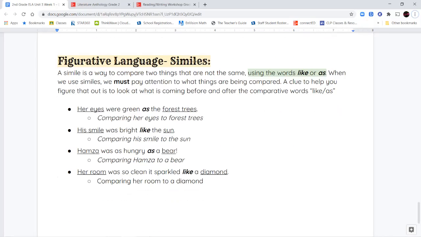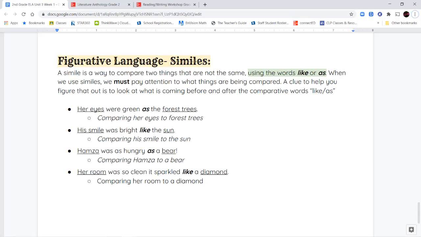Another thing you're going to come across while going through your practice book for this week is figurative language, and we're going to be talking about similes. So similes are a way that we can compare two things, but the trick to similes is they always have the word like or as when we're comparing those two things. You have to pay attention to what is being compared when we're looking at a simile as well. So when you're looking at similes, we're comparing one thing to something else, and we're saying one thing is like something else or one thing is as something else.